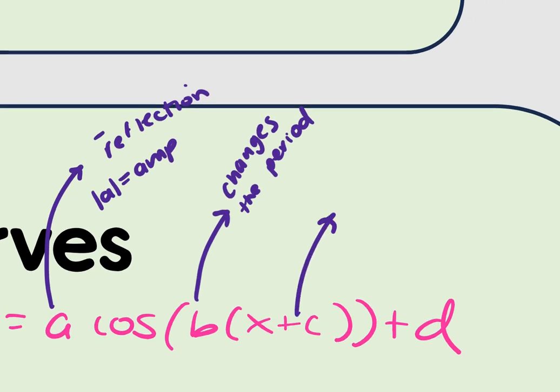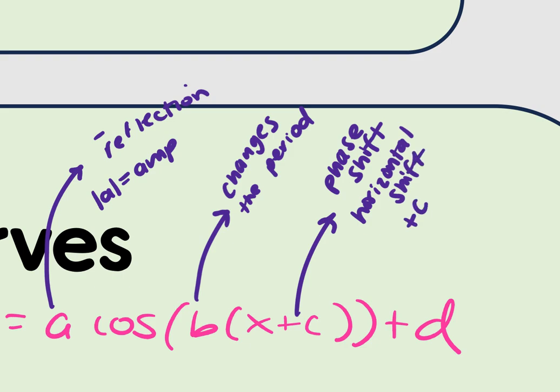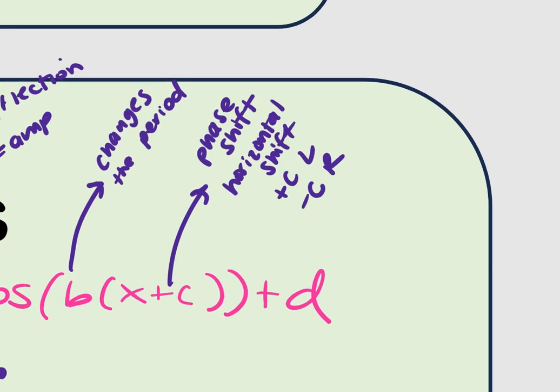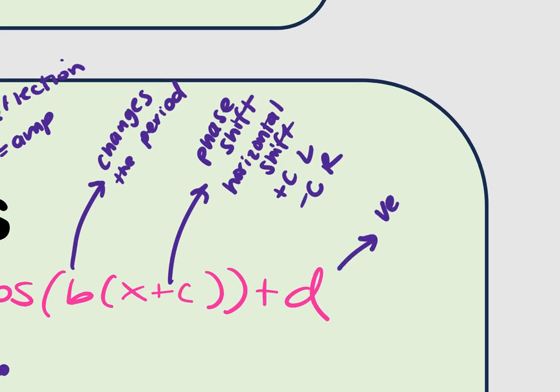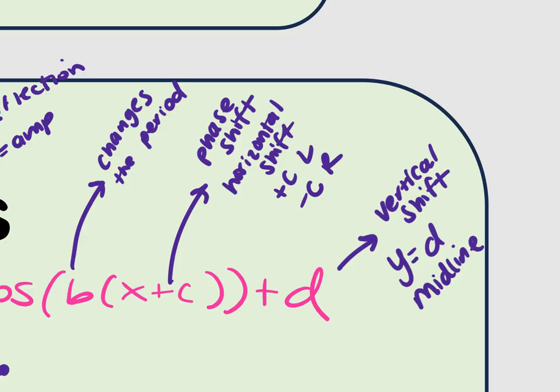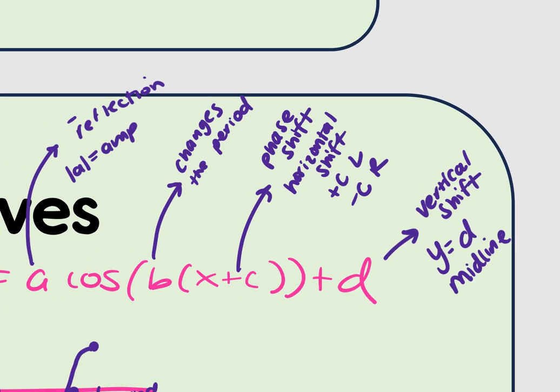C shifts your start place, right? So this is called a phase shift, but it's also a horizontal shift. Positive C to the left, negative C to the right. Same as always. And then D is your vertical shift and your midline. And y equals D is your midline, because it has to be an equation. We'll come back to these two tomorrow when we do secant and cosecant. We'll do a refresher on it too, because obviously it's built on it.